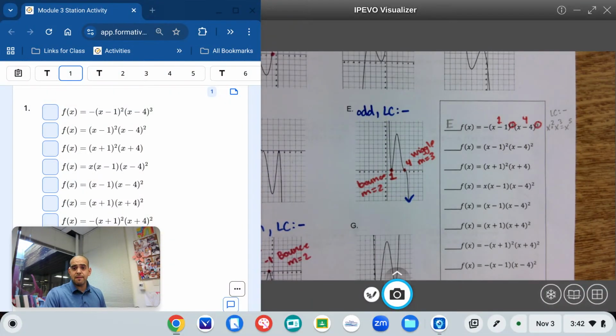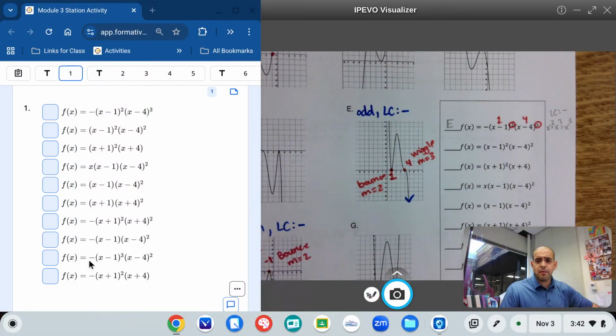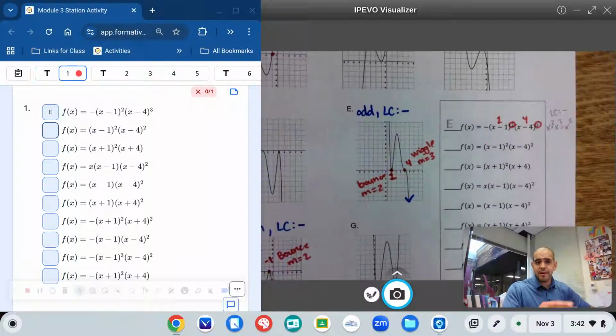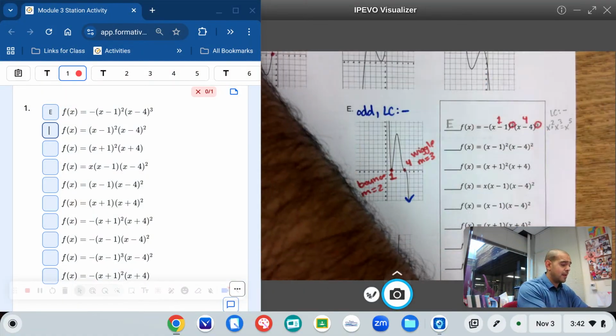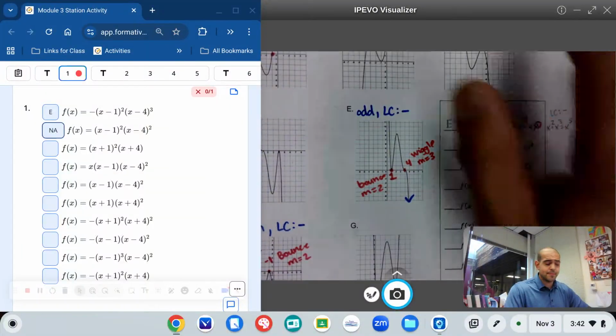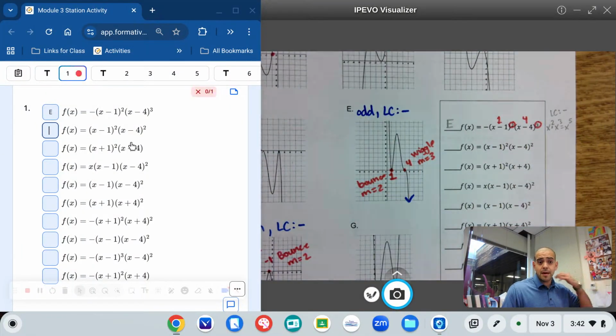And like I said, video 5 will show you the answer key on how to fill it in. So on the formative, I would type in letter E, and for any blank in the formative, if there's a graph or an equation that doesn't match, because there's going to be a few, you put NA. There could be a match there, but that's what you need to find. All right. Good luck.